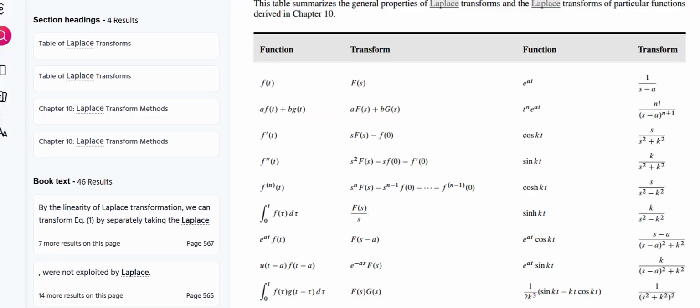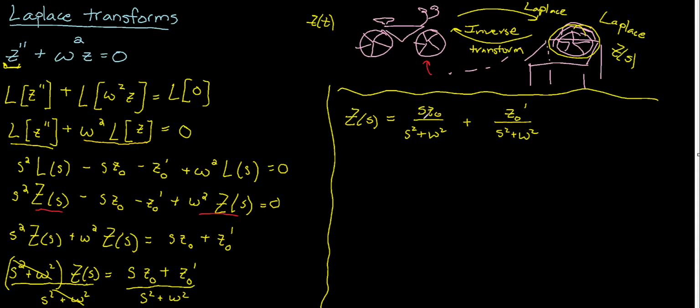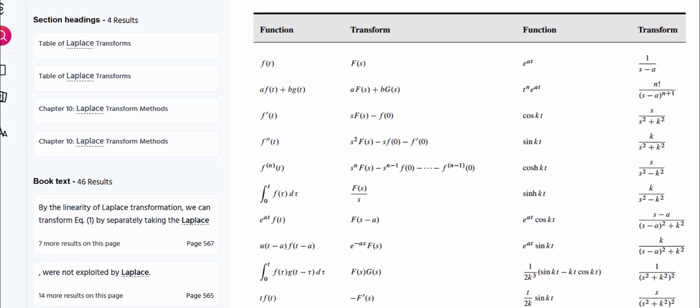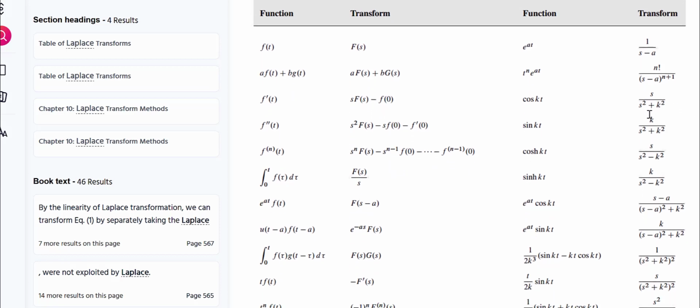Now I'm in the transformed world and I want to go back to the function. So I need to hunt around in this table to find something that looks like my problem. I've got some sort of fraction, and in the denominator I've got two variables that are being squared, in my case an s squared and an omega squared. So I'm hunting around in this table looking for fractions, over here on the right-hand side of the table.